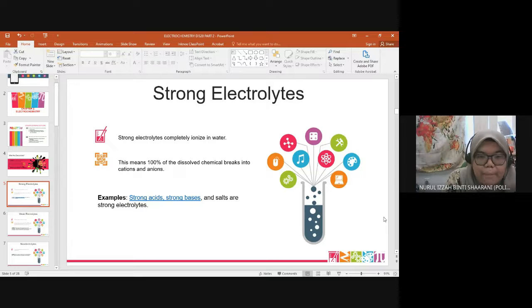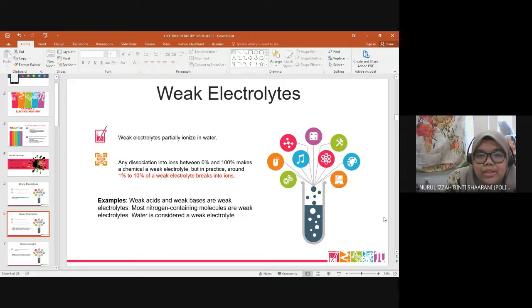So the compound is going to be completely ionized in aqueous solution. This means 100% of the dissolved chemical breaks into cations and also anions. The examples of strong electrolytes that we can tell are strong acid, strong base and salt. So they are strong electrolytes, that means they dissociate 100% in aqueous solution, so ionize 100% in aqueous solution.